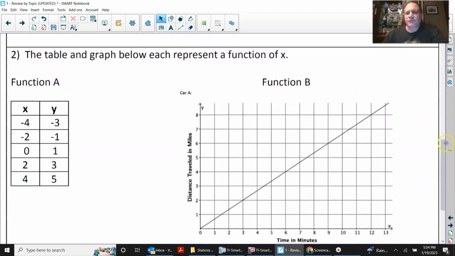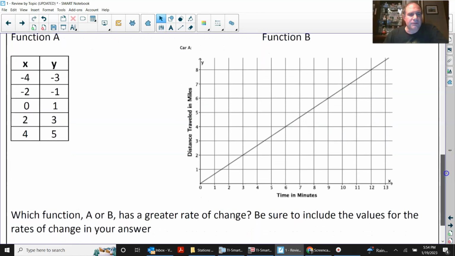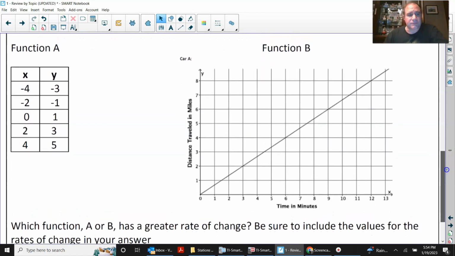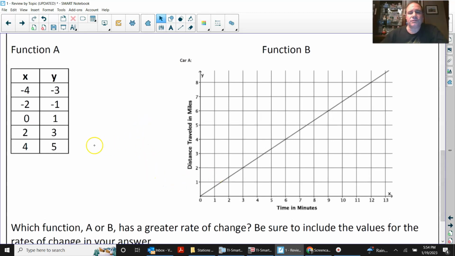All right, function A and function B. There we go. There's another table. Which function has the greater rate of change? And make sure to include the values of the rates of change in your answer. I am going to go straight down to the positive numbers and label X1, Y1, X2, Y2. So I have Y2 minus Y1 and X2 minus X1. I have 2 over 2. 2 over 2 is 1. All right. Greater rate of change, 1.